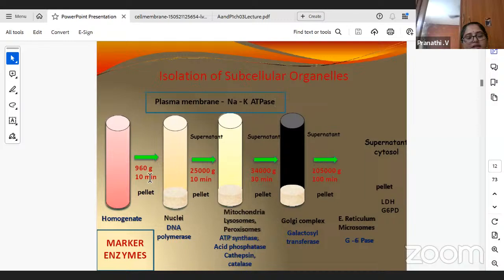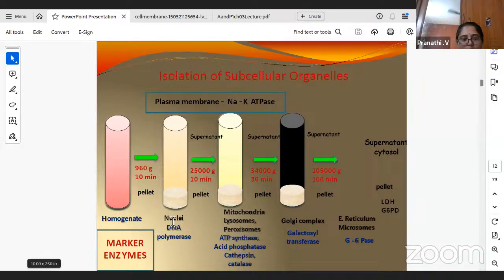So 10 minutes, 960 G, I'm going to use an ultracentrifuge for it. I'm going to get a pellet, which is going to have the nuclei and the DNA polymerase that is present. This is the supernatant. I'm going to centrifuge it again at 25,000 G for 10 minutes, and I'm going to get another isolated pellet over here. This pellet has mitochondria, lysosomes, peroxisomes, ATP phosphatase, cathepsin, all of this.